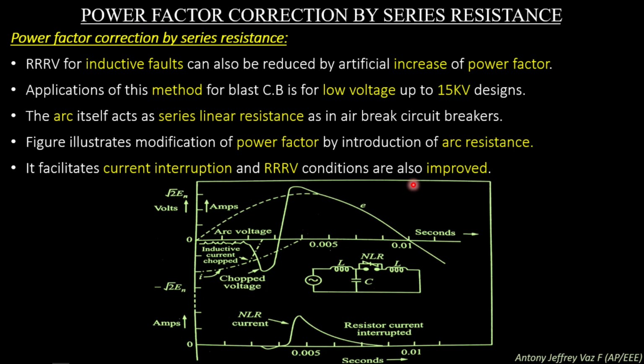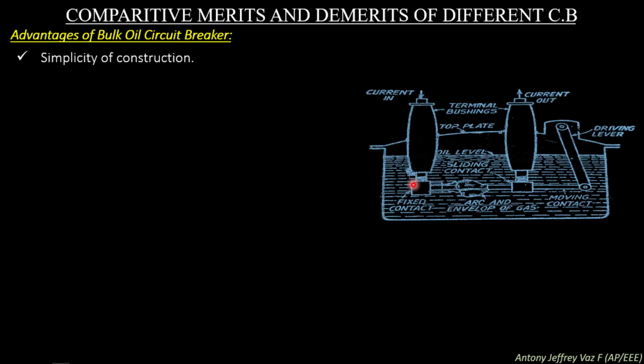So, by increasing the power factor with the help of series linear resistance, created by the arc present in air brake circuit breakers, the low voltage system, that is the system operating below 15 kilovolt, can use this method to control the inductive faults and also to improve the power system stability. Next, we will be seeing about the comparative merits and demerits of different types of circuit breakers.